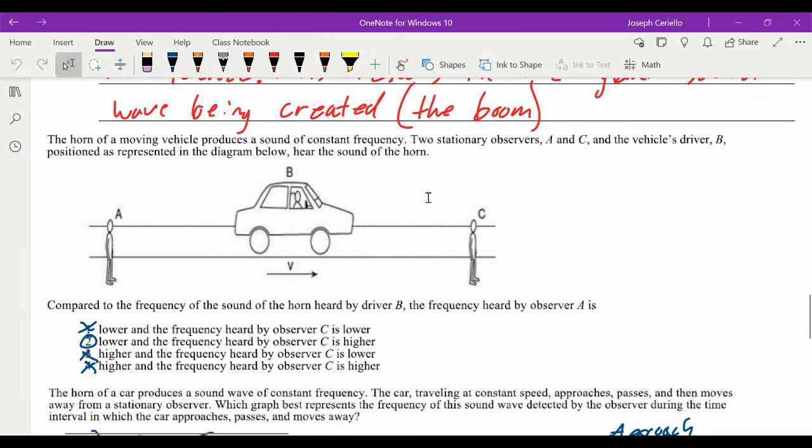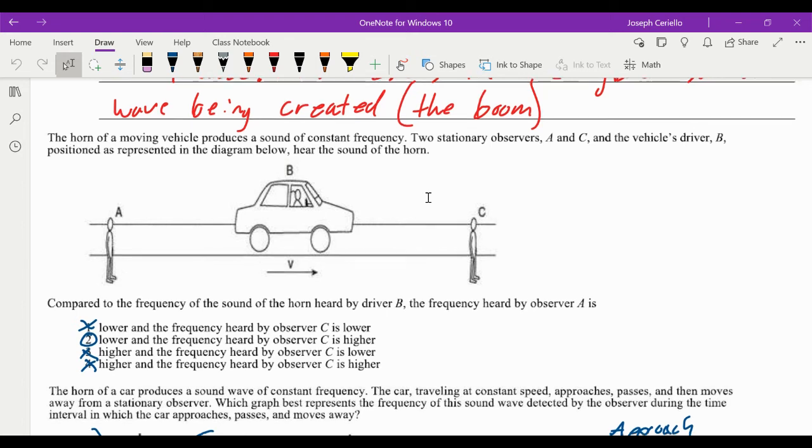All right, this is a classic Doppler effect question. Basically, it's saying that compared to the frequency of the sound of the horn heard by driver B, who is the person emitting sound, the frequency heard by person A is going to be lower, right? Because the car's moving away from them. But C is going to hear a higher frequency because it's moving toward them.